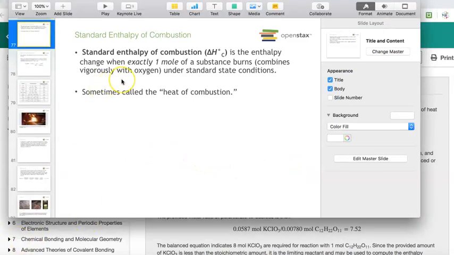So the standard enthalpy of combustion is shown here, delta H with the superscript 0, lower subscript C for combustion. It's the enthalpy change when exactly 1 mole of a substance burns, which combines vigorously with oxygen under standard state conditions. So this is sometimes referred to as the heat of combustion.